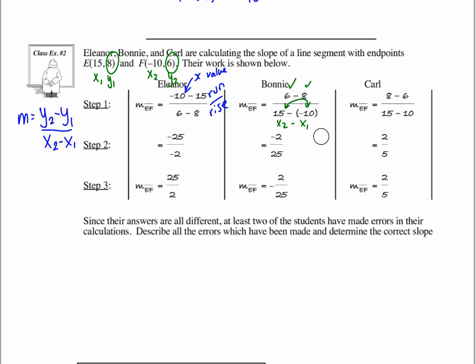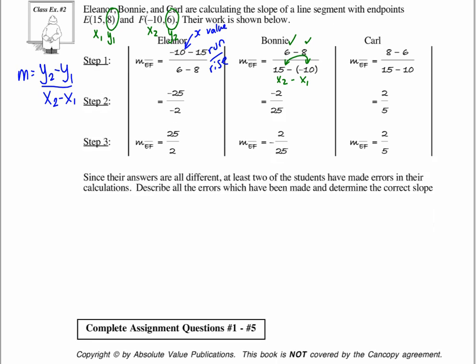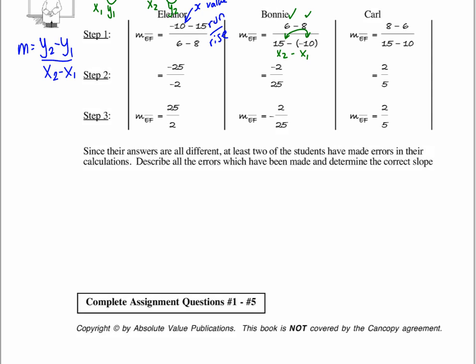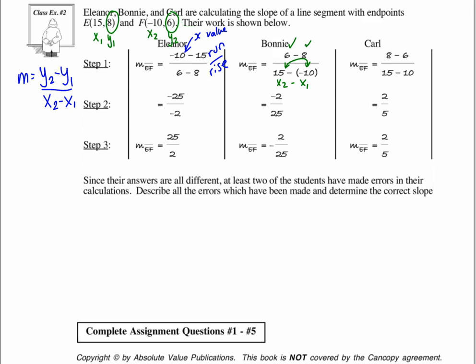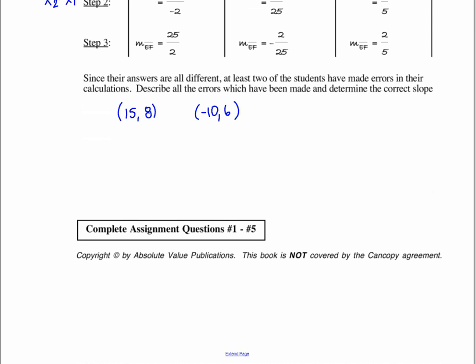Okay, so let's find it. I'm not going to even go through Carl's. Let's find the slope ourselves, okay? And then we'll see. It looks like Carl would be the right one because so far both of these guys are wrong. Now, if I have the points (15, 8) and (negative 10, 6), my first step should be labeling my points, x1, y1, x2, y2. Now, for fun, you could actually do it the other way if you wanted to. So you could say, I'm going to make this point 1, x1, y1, and this one, x2, y2. I'm going to do it both ways.